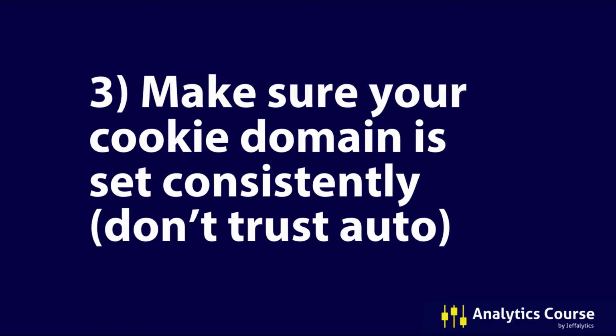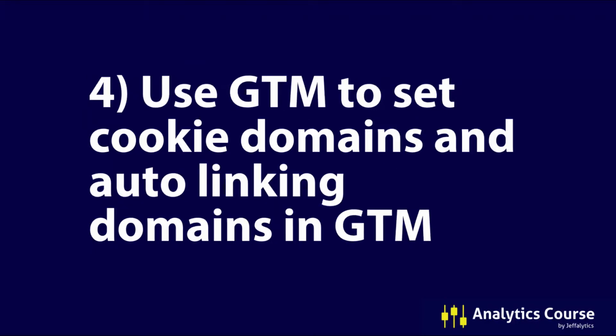Number three, make sure that your cookie domain name is set consistently. And don't trust auto, especially if you have a situation where you're trying to track more than just the automatic domain name that you have. If you're trying to track more than just your main domain name, auto is probably not going to work for you. Number four, use GTM to set cookie domains and auto-linking domains in GTM.